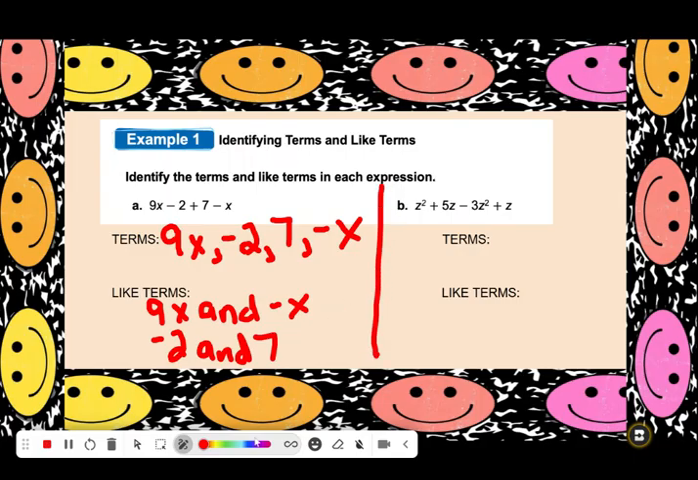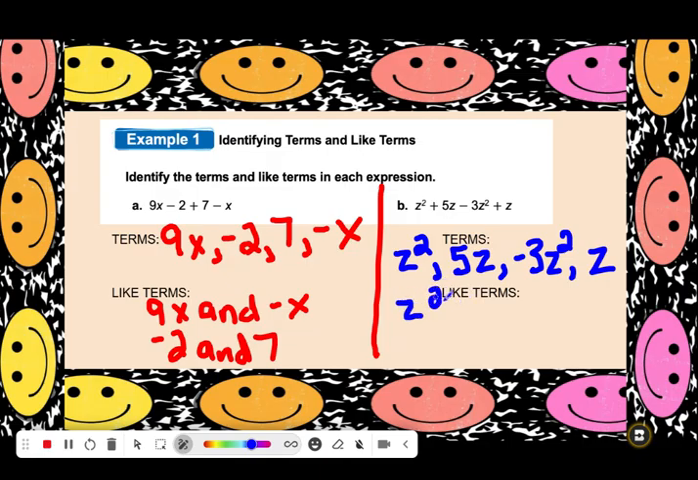Okay, let's look at B. Like terms are variables raised to the same power, right? So our terms are z squared, 5z, -3z squared, and z. What are the like terms? We have z squared and -3z squared. And then we also have the 5z and z. Those are your like terms.